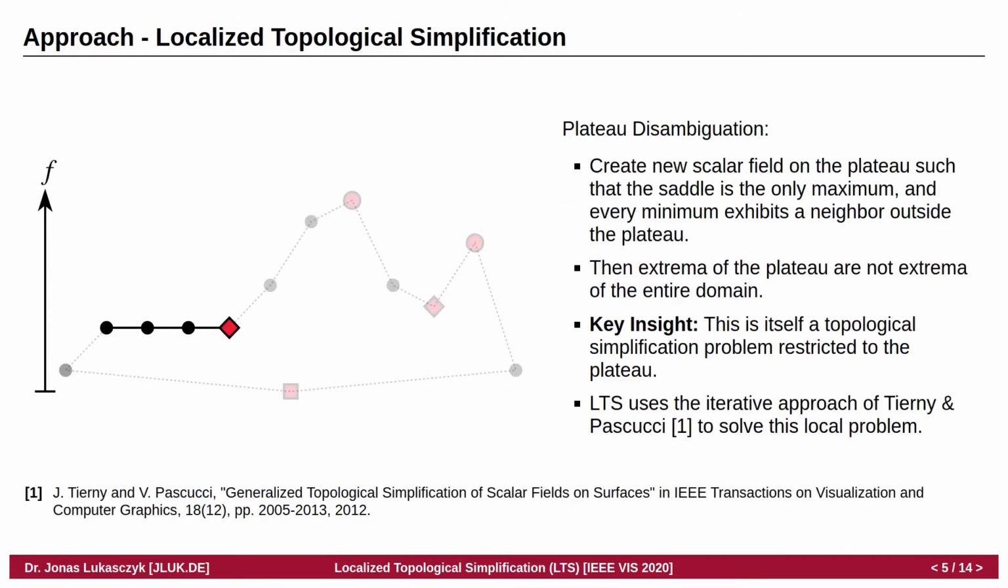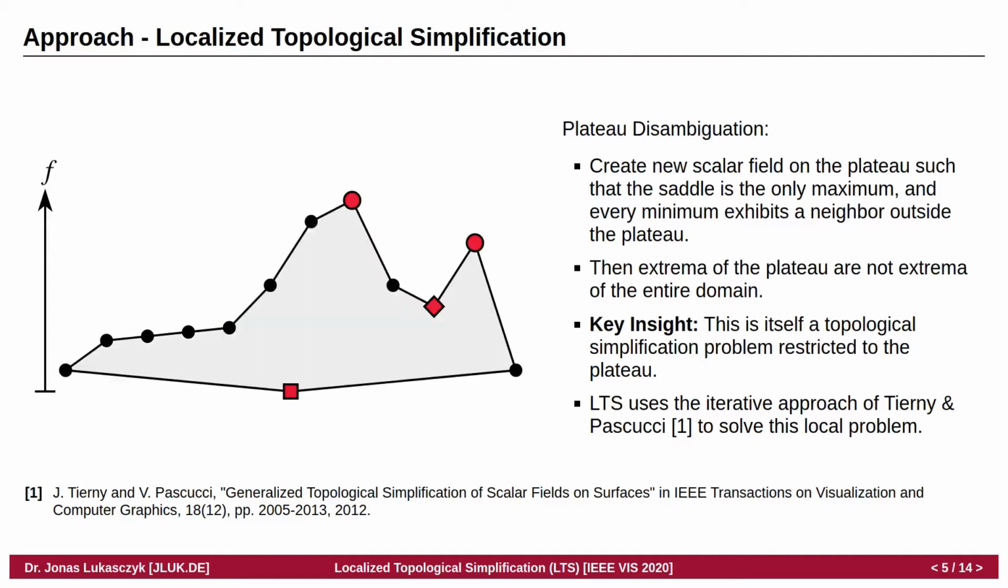Technically, we want to derive a new scalar field on the plateau such that the saddle is the only maximum and every minimum exhibits a neighbor outside the plateau. Imagine if this would be true, then the saddle becomes a regular vertex since it must have a larger neighbor outside the plateau. And also every minimum becomes a regular vertex because every neighbor outside the plateau has to be smaller than the plateau as it was computed based on a super-level set propagation. So extrema of the plateau become regular vertices on the entire domain, which is exactly what we want.